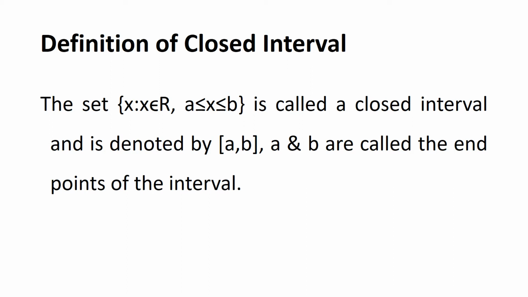The definition of a closed interval: the set of X such that X belongs to R and X lies between A and B, or we can say A less than or equal to X, X less than or equal to B, is called a closed interval, and it is denoted by square brackets, A and B inside the square brackets. A and B are called the endpoints of the interval. In the closed interval, we take the points between A and B, including the points A and B. So that is the closed interval.